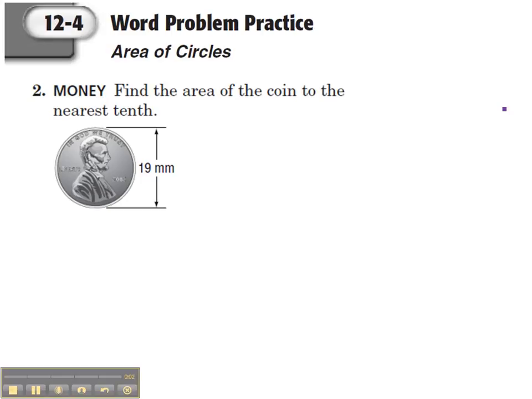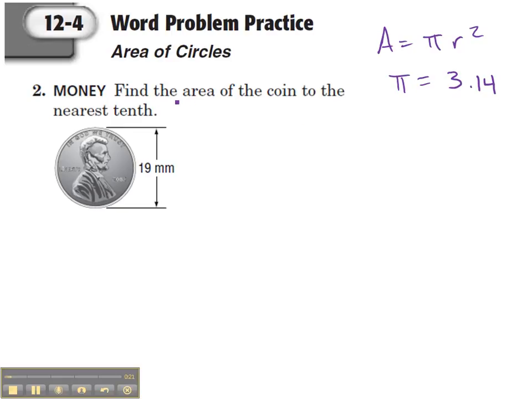Here's some help with tonight's homework, 12-4 word problem practice, area of circles. The formula we learned for area of circles is area equals pi times r squared, radius squared. Again, for pi we'll be using 3.14.